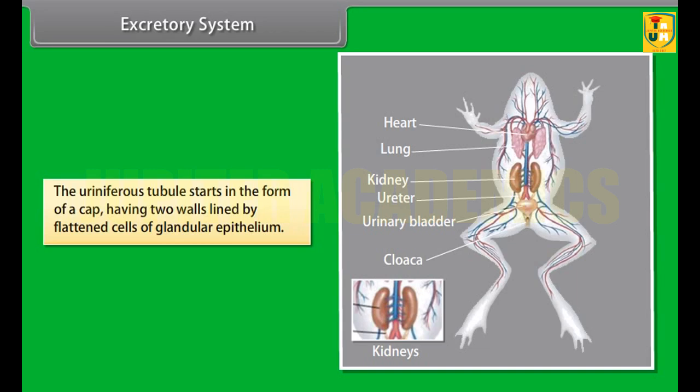The uriniferous tubules start in the form of a cap, having two walls, lined by flattened cells of granular epithelium.